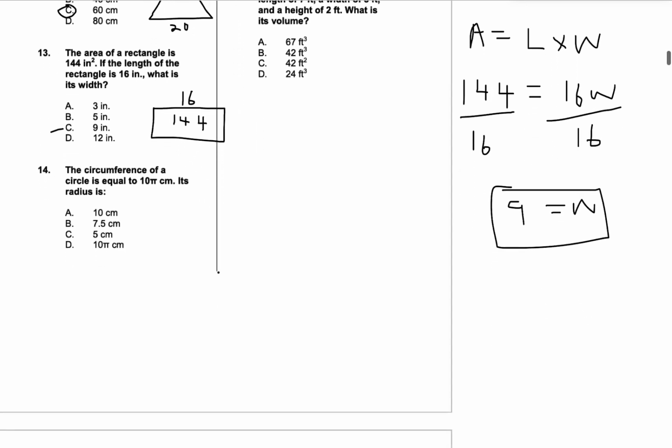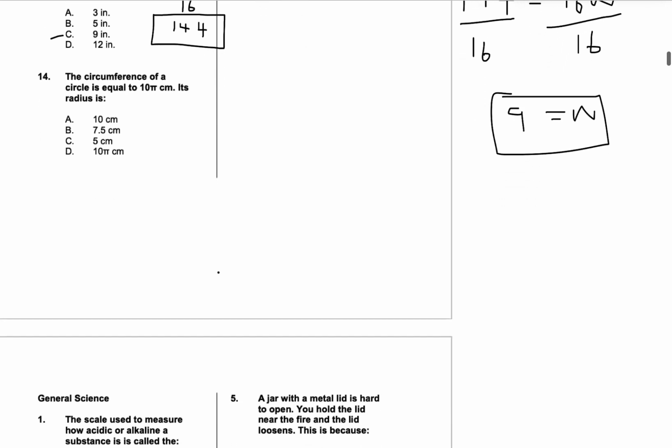And then number 14 says the circumference of a circle is equal to 10 pi centimeters. Its radius is, so typically this is our circle. The circumference, which I'm going to denote as C, is typically 2 pi r. At least this is the equation to get that circumference. 2 pi r. Right, and then we've been given this as the circumference of the circle. So we can just plug in the 10 pi is equal to 2 pi r.